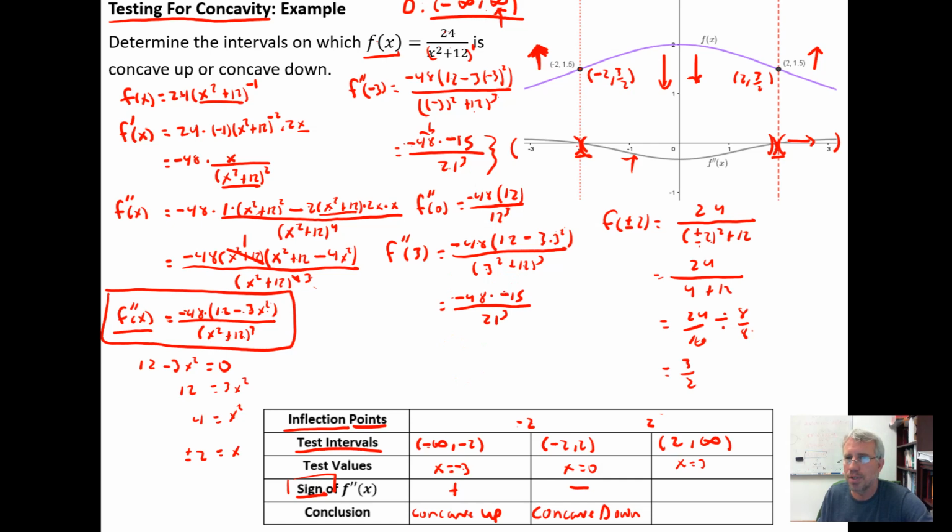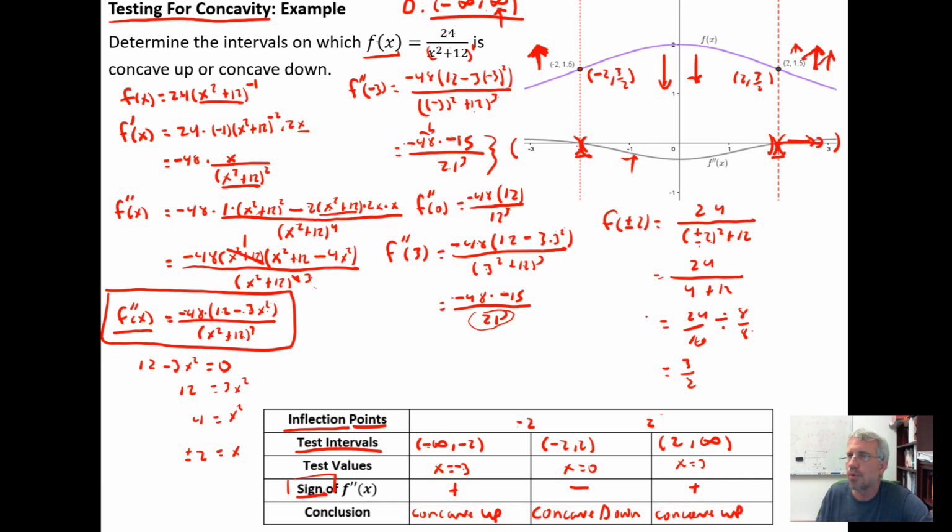A negative times a negative is a positive. A positive divided by a positive number is positive. So the second derivative is positive, which means my graph is concave up from 2 to infinity. So I conclude that my graph is concave up.